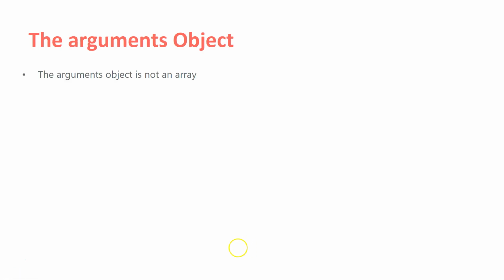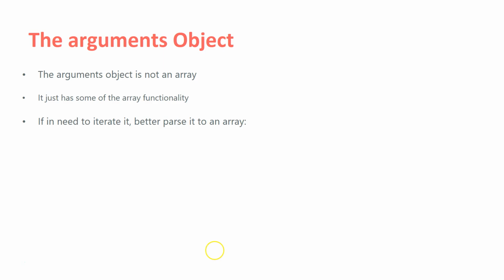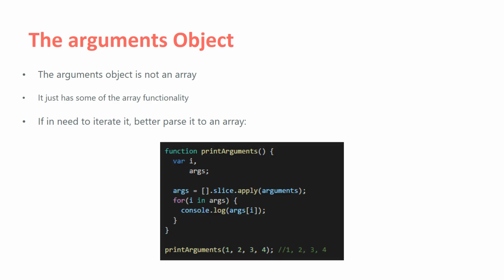The arguments object is actually not an array. It just has some of the array functionalities. If you need to iterate it, better just parse it to an array.